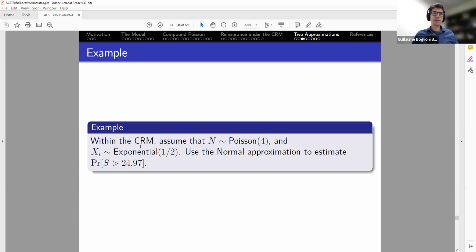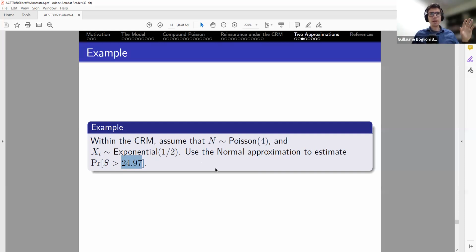The example is this. Assume a collective risk model. The frequency is Poisson, and the severity is exponential. This exactly fits an example we had before. In this specific case, use a normal approximation to estimate the probability that S is bigger than this value. Now, this value might seem a bit strange. Why 24.97? You'll see in a second. It was not picked at random.